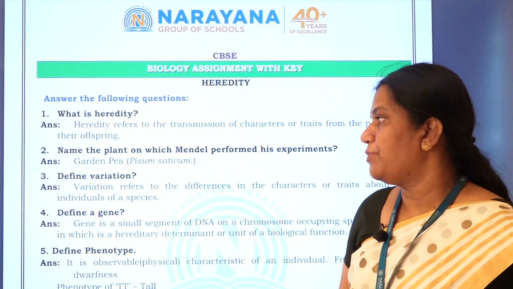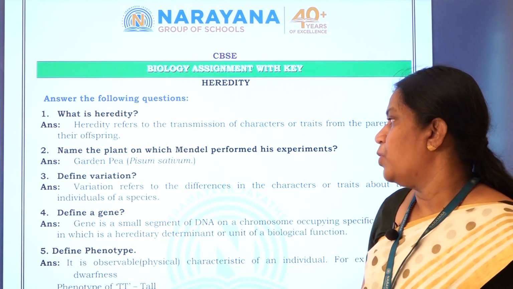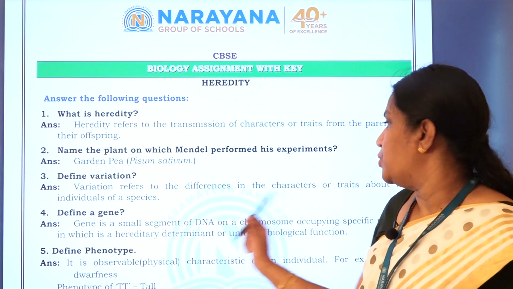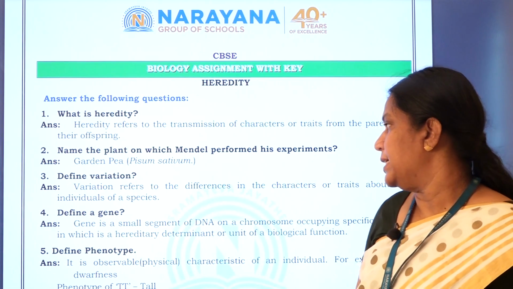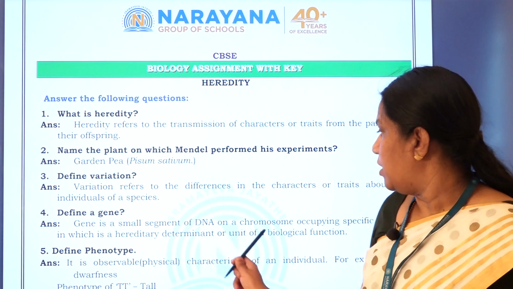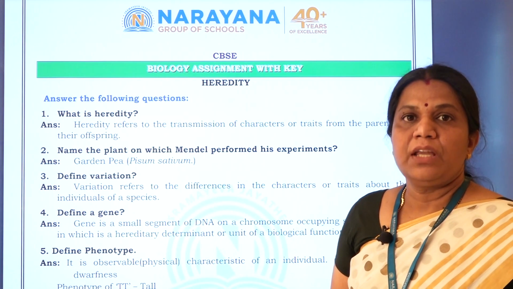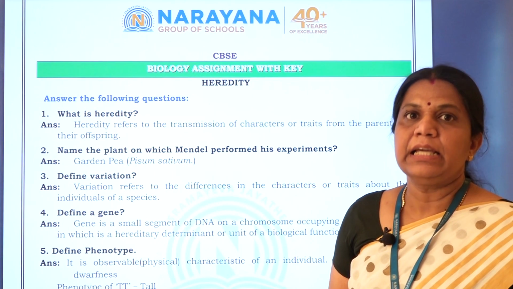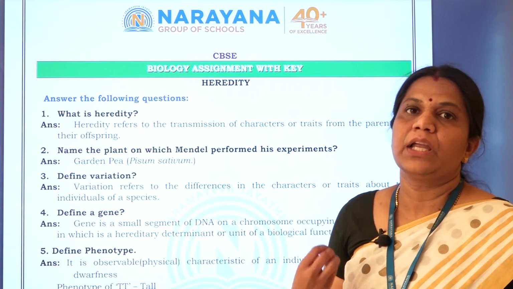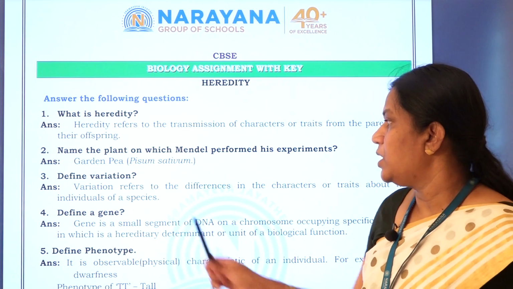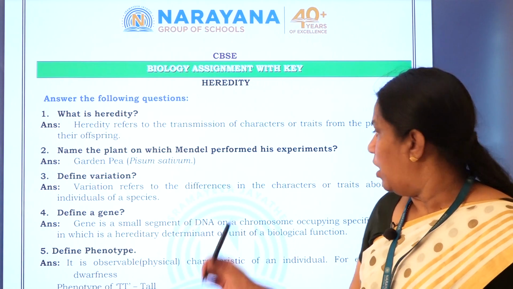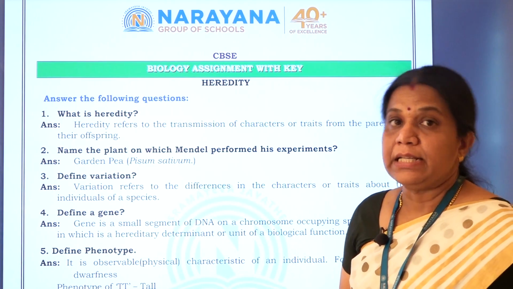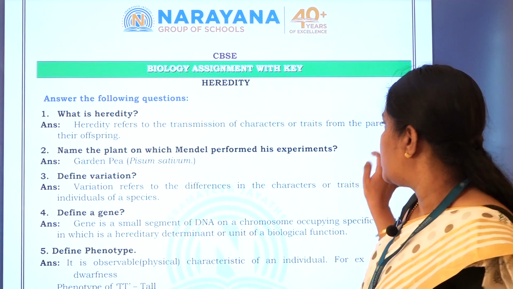Then the fourth question: define a gene. A gene is a small segment of DNA on a chromosome occupying a specific position, which is a hereditary determinant or unit of a biological function. So a gene is a small segment of DNA. It carries the characters which we inherit from our parents. So a gene is a small segment of DNA on a chromosome occupying a specific position, a hereditary determinant or unit of a biological function.